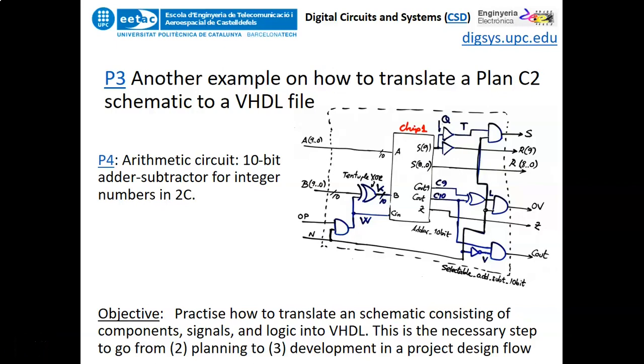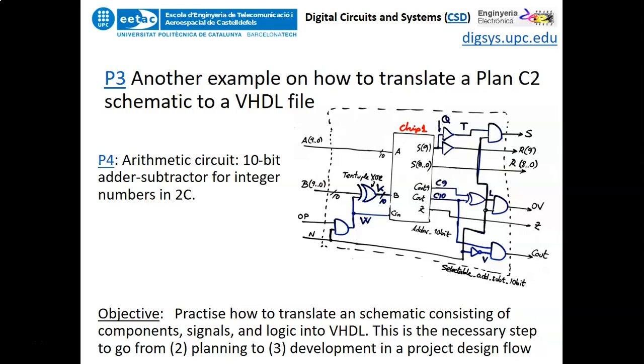Hi students, let's see if we can solve one of the critical issues that you have to confront here in the CSD subject. I see that you are having difficulties understanding the translation from a plan, for example, a plan that you have laid out by means of the plan C2 ideas, a hierarchical schematic. So how to translate this plan into a VHDL file? That's the point. And we will do that using an example from the website, from digsys web.